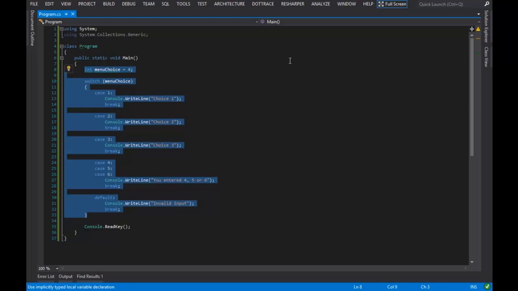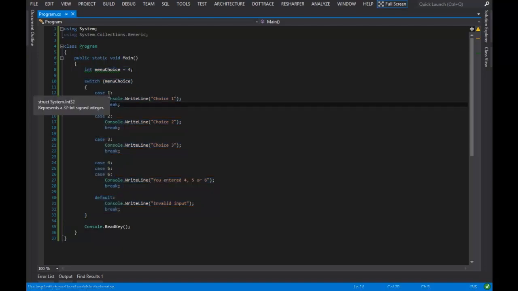Just remember, there are lots of limitations to switches. Namely, we can only have constant values inside of our cases. We cannot have expressions. We cannot have case less than 2, for example, and so on. So there are restrictions to how you use them.